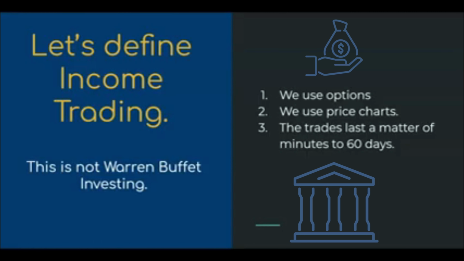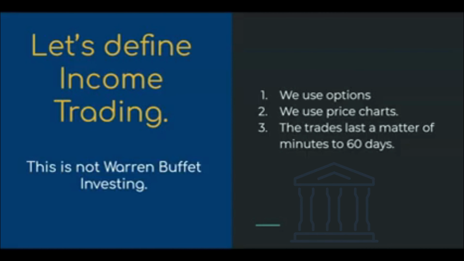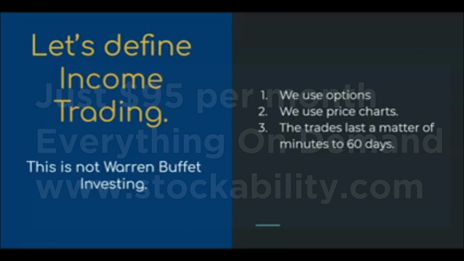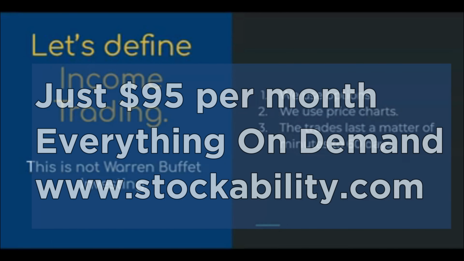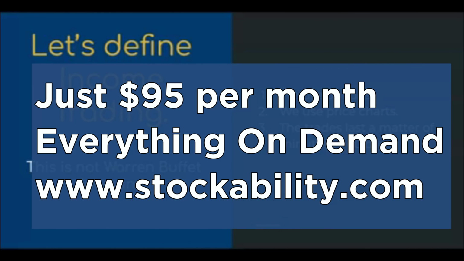For most people, we want to learn to trade for income or a side business or that kind of concept. So how can you use it? You can use options, which I'm going to discuss here. We're going to use price charts, and we're going to look at this concept that most trades last anywhere from a matter of minutes to 60 days. So again, a lot of you looking to trade for income to make money, which most of you are, right? Most people are not buy and hold for 10 years.